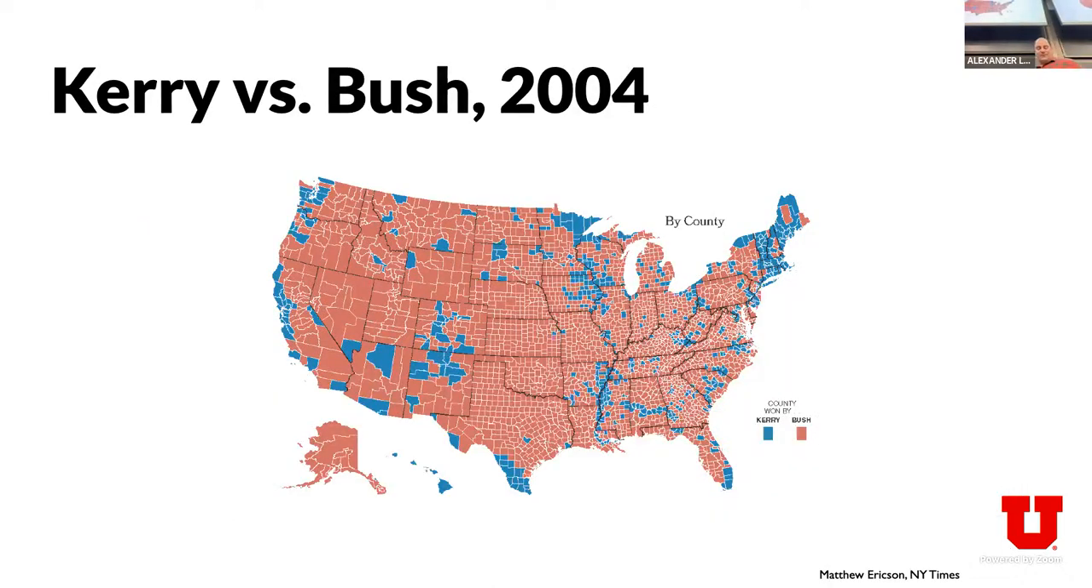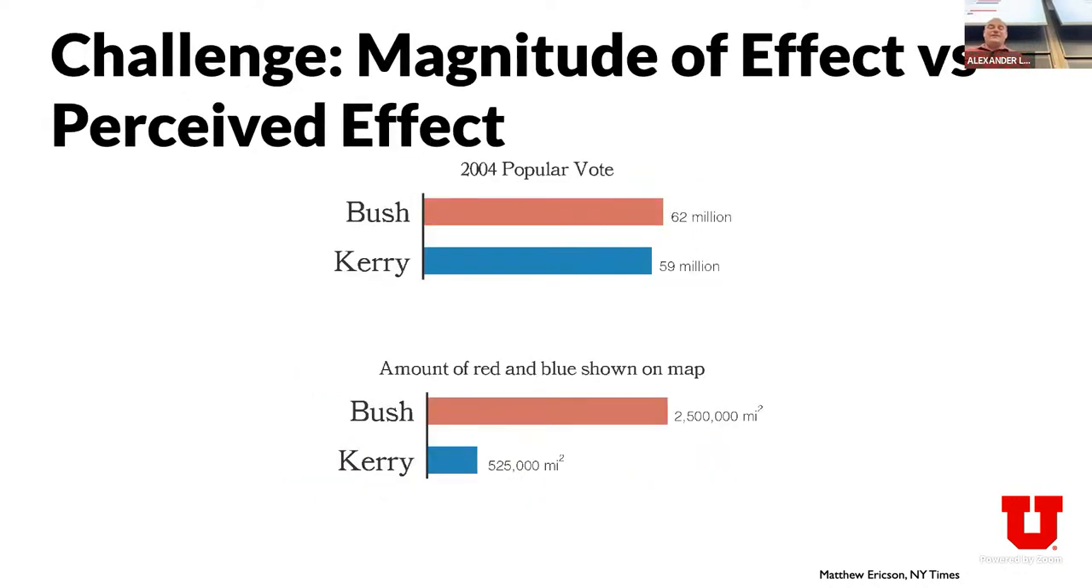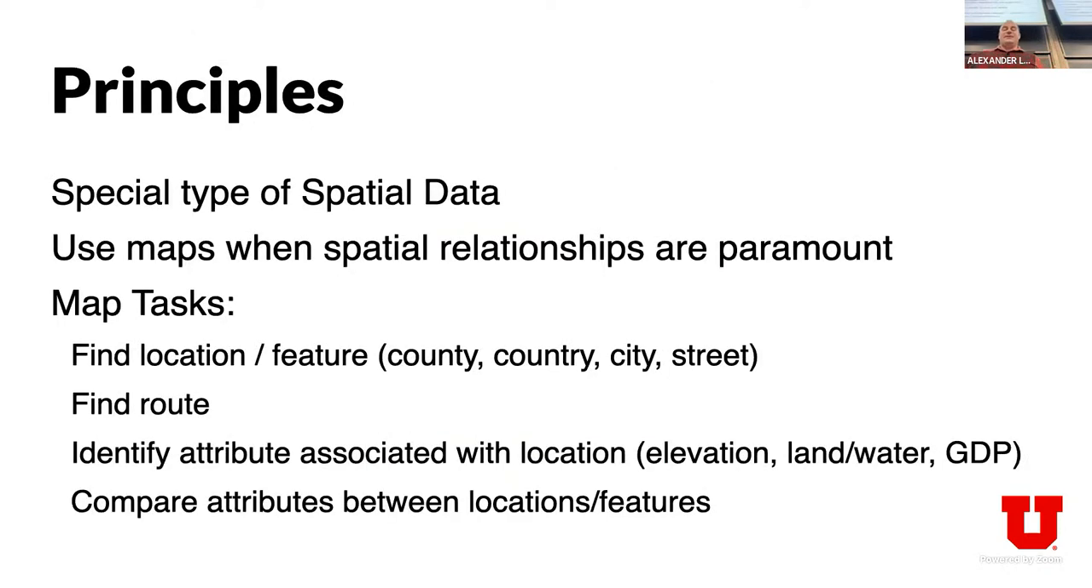So here's a more specific example. The Kerry versus Bush map in 2004, it looks like Bush won an amazing victory, right? Just like try to impeach this map from Trump. But in fact, if you change this to the popular vote and you show those two bar charts, you see it wasn't close by modern standards, but it was a 3 million difference, right? So much, much more subtle. Whereas the amount of red or blue shown in the map is extremely different, right? So this effect of showing population versus showing area is very important in maps.